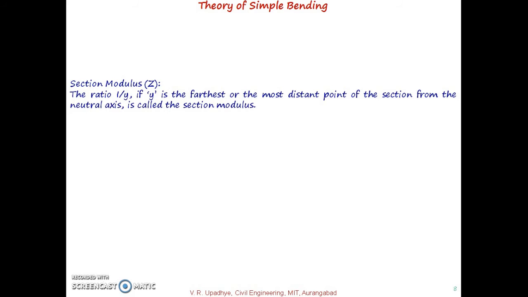The ratio I divided by y, that is moment of inertia divided by distance from the neutral axis. If y is the farthest or the most distant point of the section from the neutral axis, it is called the section modulus. So I divided by y max is called the section modulus. So that is Z is equal to I, about the neutral axis, divided by y max.